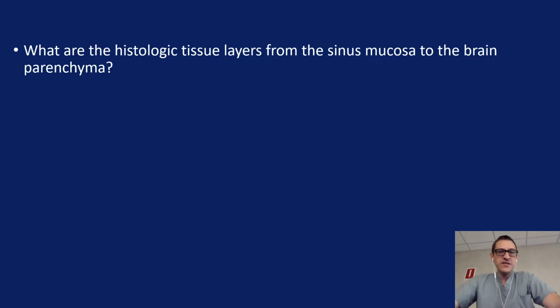So anatomy, question time. What are the histologic tissue layers from the sinus mucosa to the brain parenchyma? Start with the mucosa. We got mucosa, you got periosteum, bone, dura with the periosteal layer of the dura, and then what comes after that, everybody? Arachnoid. And in between the two, it's subarachnoid space. I'm going over basics so that we all are on the same playing field as we delve deeper.